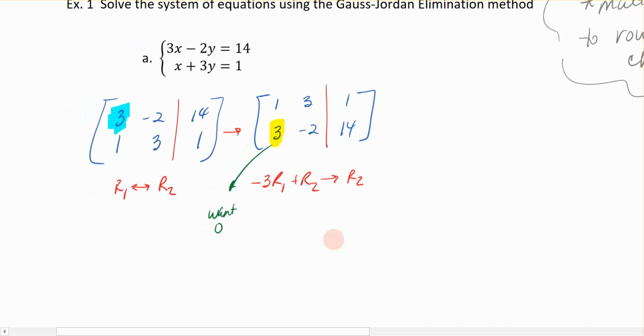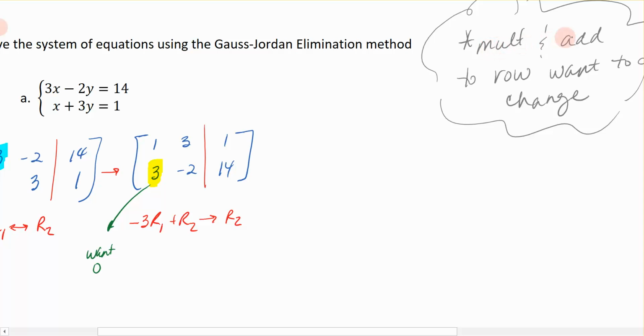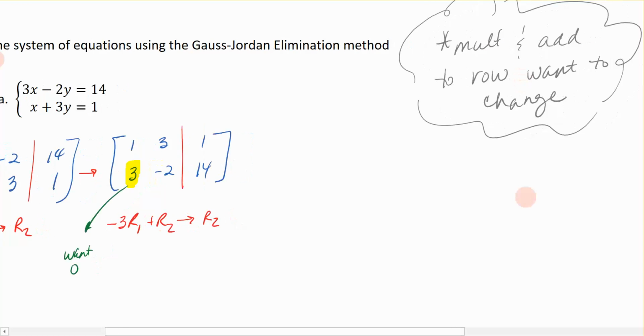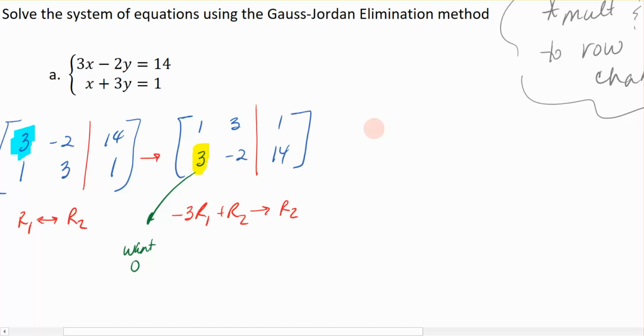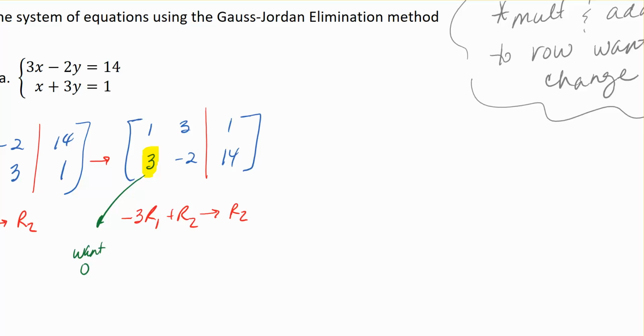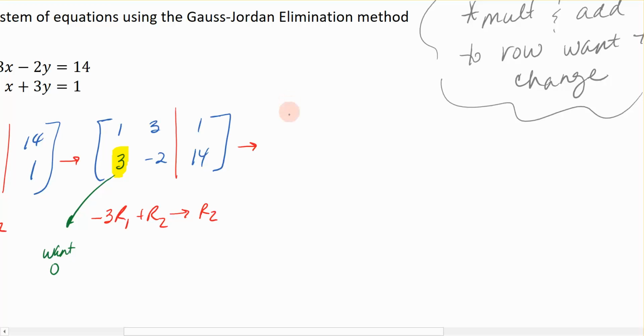And I put a little note up here that anytime I multiply and add to the row I want to change, so if this is the row I'm wanting to change, then I multiply and add to that row, creating a new row 2. So let's look at what that's going to give us now. Row 1 is going to stay exactly the same: 1, 3, 1. Row 2 is the one that we're going to change. So I'm going to multiply 1 times a -3, which is a -3, plus 3 is a 0.